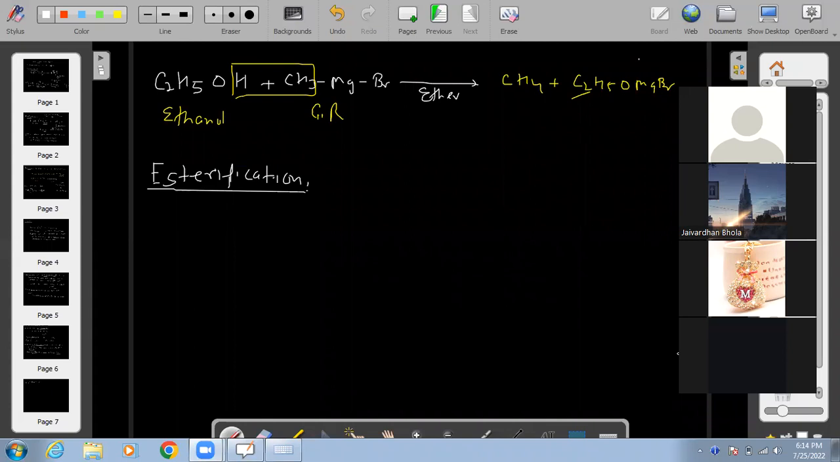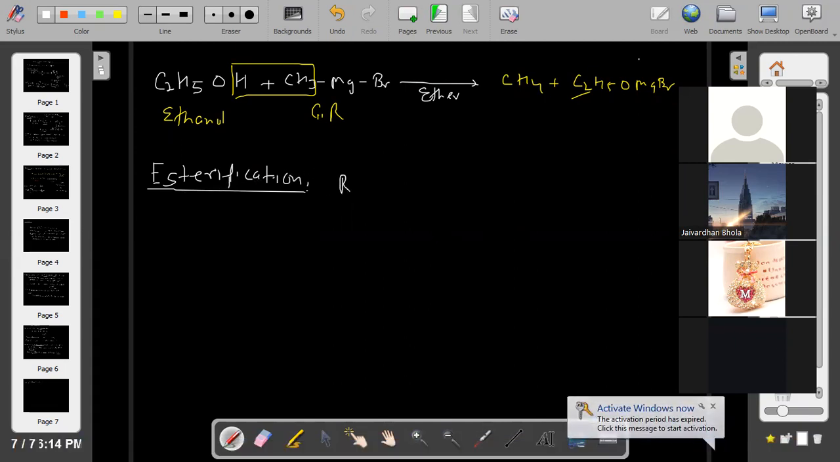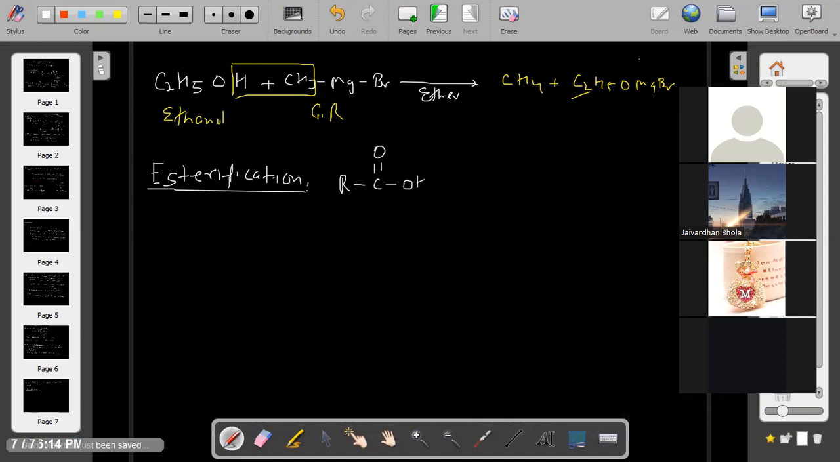Yes, esterification. In esterification, you have RCOOH, which is the acid. When it reacts with alcohol, HOR, in an acidic medium, the reaction is reversible here.